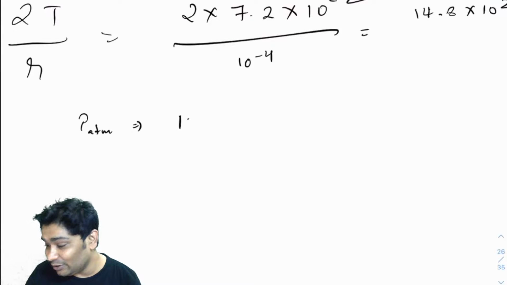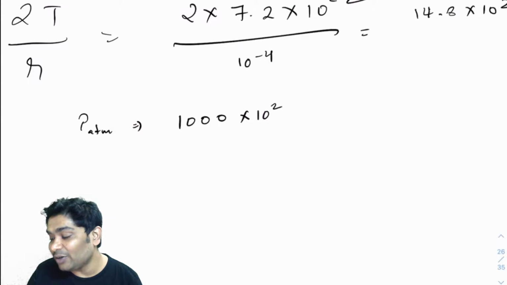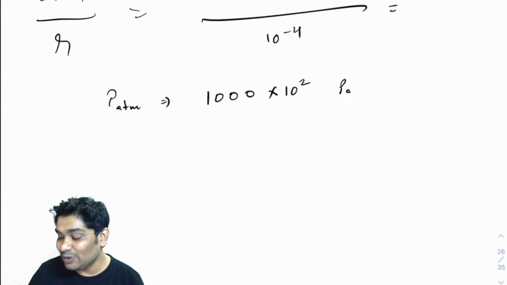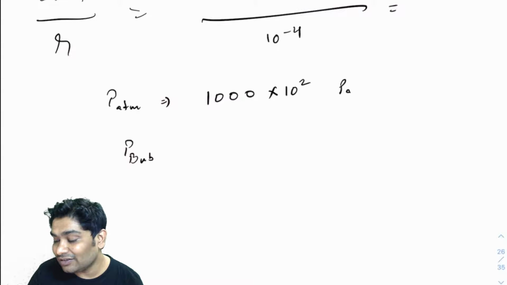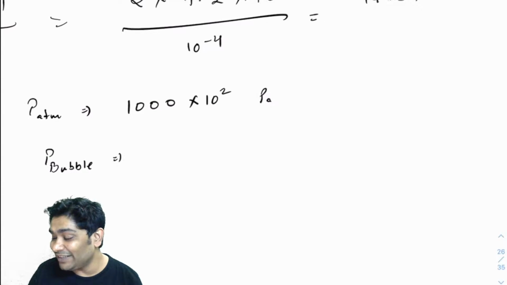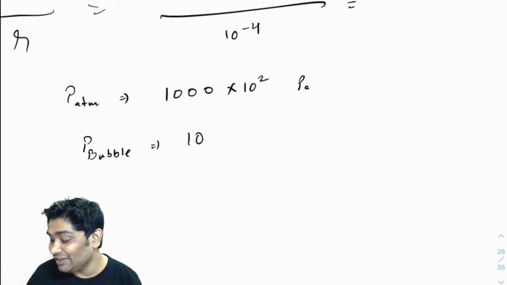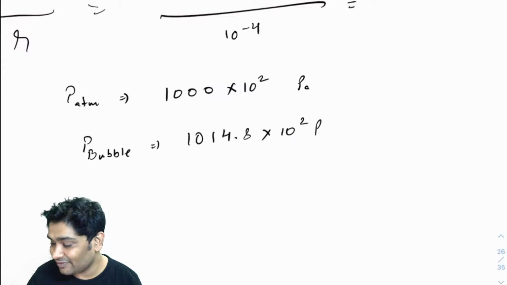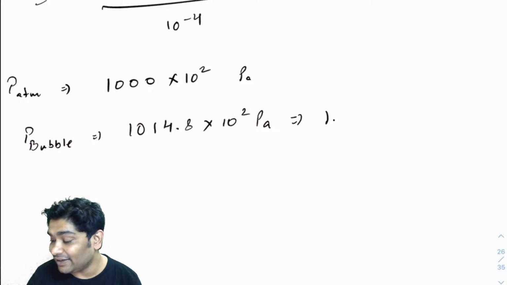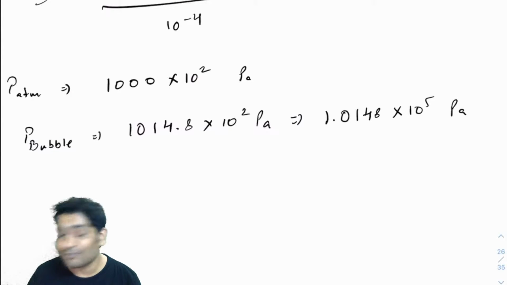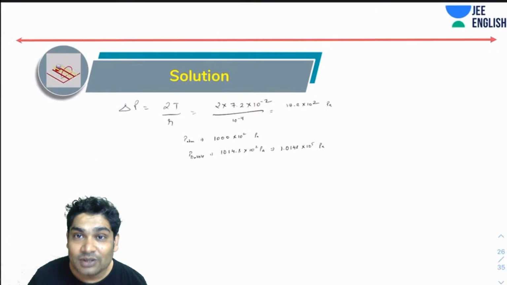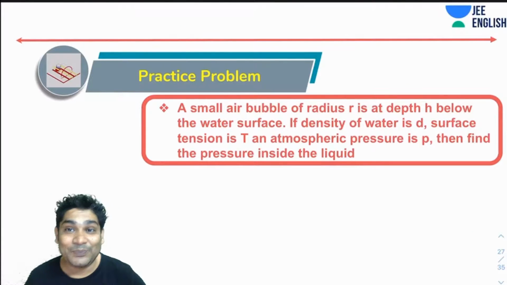PATM is, you guys should know, 1000 into 10 to the power 2 pascals. So P inside bubble would be this plus this. So yes, 1014.8 into 10 to the power 2 pascals. Or as Moisha correctly said, 1.0148 into 10 to the power of 5 pascals. Alright. So that is great. So let's try another problem.